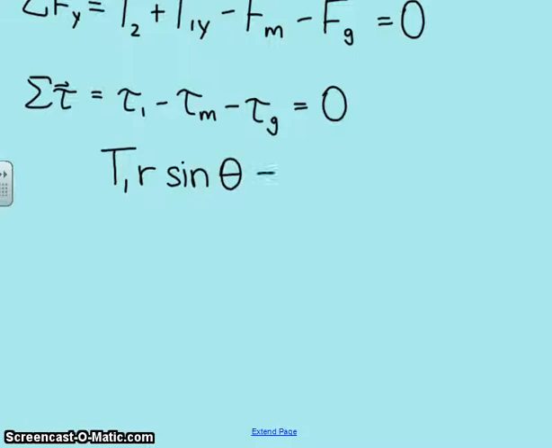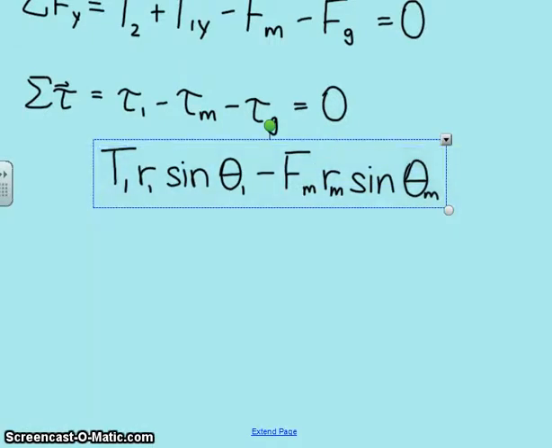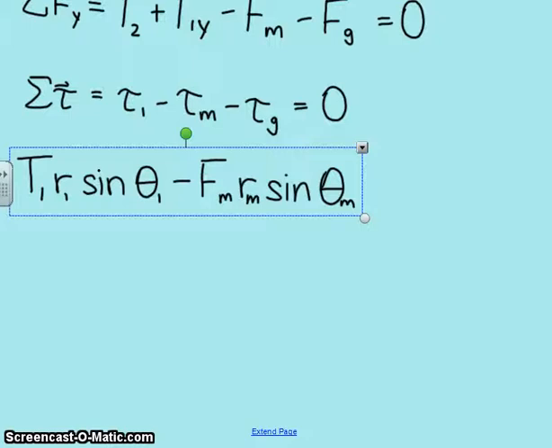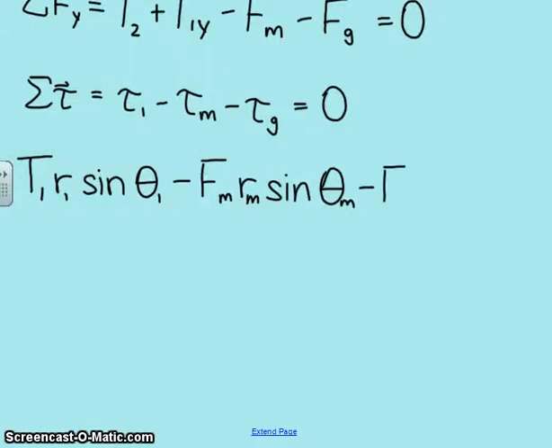Tau m is the force from the man, times r sine theta. And I'm even going to put subscripts on these r's and these thetas because each of them may be different. And then tau g, that's the force, or really the torque caused by gravity, which is the force of gravity times the radius sine theta. All those added together equals 0.